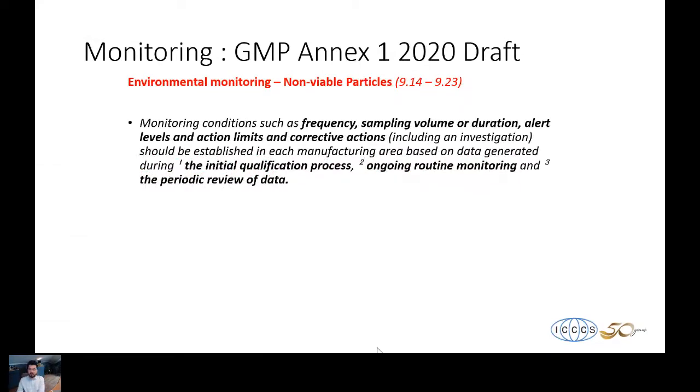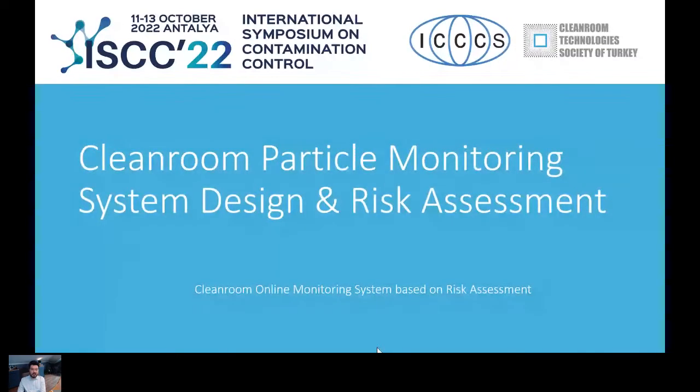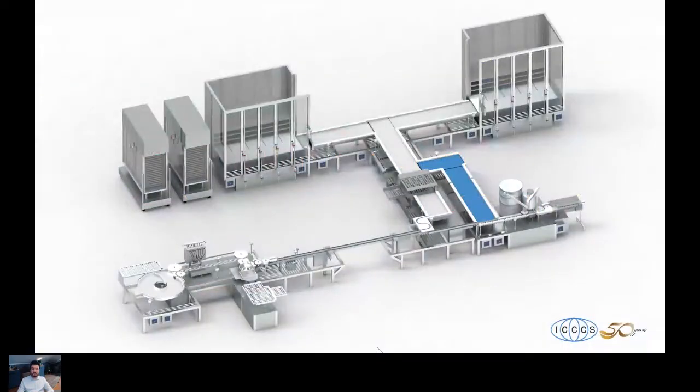For non-viable particles, it's still the same: the initial qualification process, ongoing routine monitoring, and the periodic review of your data. There are 3 different sections. And I'm going to give you one example regarding the cleanroom particle monitoring system design and the risk assessment. In most cases, we are seeing cleanrooms and production lines in the pharmaceutical industry like this.